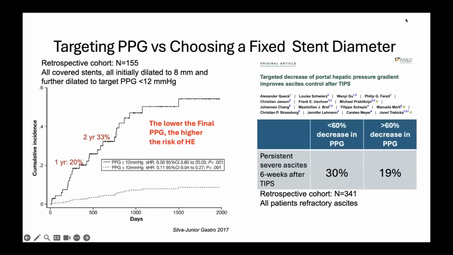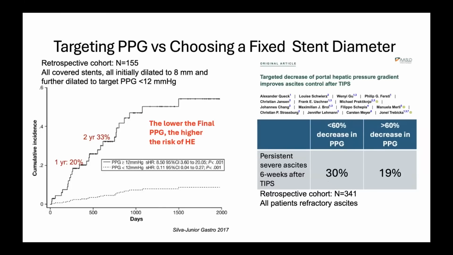Also, this is a study from the Journal Trubica group, in which what they found is that if patients have a less than 60% decrease in portal pressure gradient, they have a rate of persistent severe ascites 6 weeks after TIPS of 30%, as compared to only 20% if the gradient decreased more than 60%. But still, there is 70% success in patients that did not achieve the target decrease in portal pressure gradient.